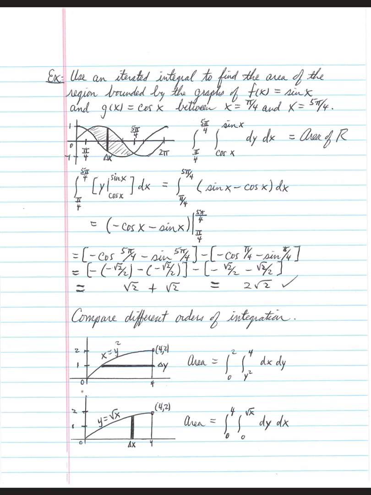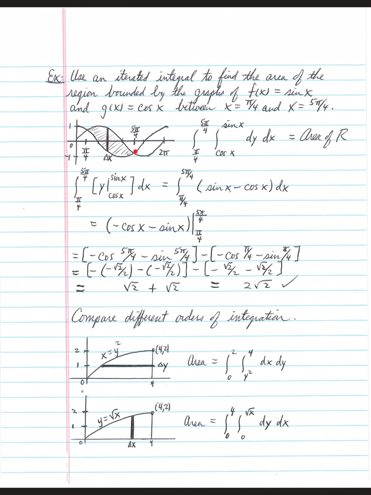Use an iterated integral to find the area of the region bounded by the graphs of sine x and cosine x between pi over 4 and 5 pi over 4. Okay, I sketched in the graph of sine x, the graph of cosine x, and I just chose to do vertical. If that's the way you do it, then these two graphs intersect at pi over 4 and 5 pi over 4. And if you think about it on the unit circle, at pi over 4, which is where 45 degrees is located, sine and cosine are both square root of 2 over 2, so they're equal.